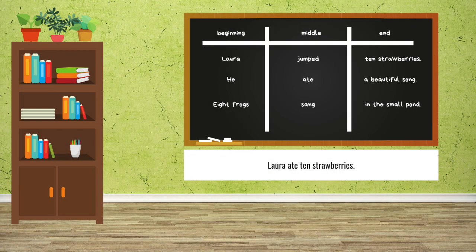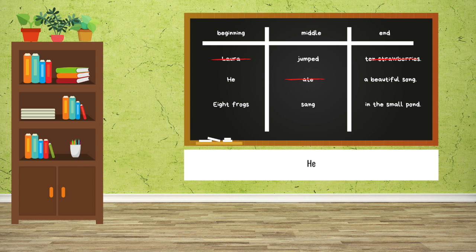Now we're at the end, and in the end column I have 10 strawberries, a beautiful song, and in the pond. And for my sentence I chose 10 strawberries. So now my sentence says Laura ate 10 strawberries. What does your sentence say?